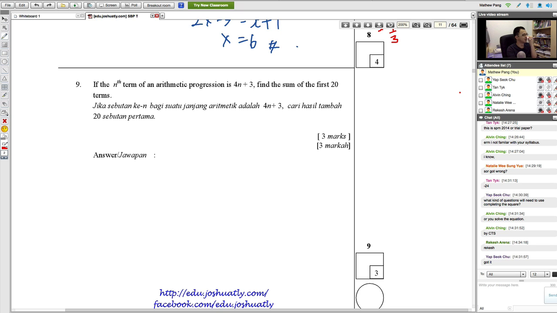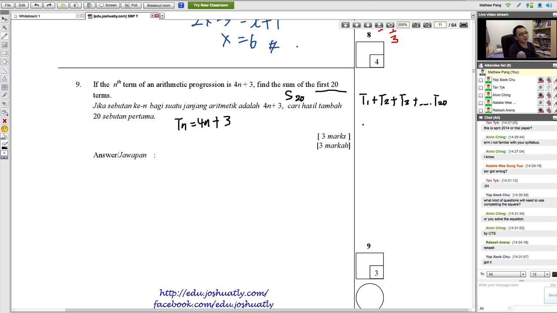Okay, this one is a bit different. The first thing is, it says the nth term of an arithmetic progression is 4n plus 3. That means Tn equals 4n plus 3. This is to find the nth term, meaning which term: term 1, term 2, term 3, term 4. The question asks you to find the sum of 20 terms. The question wants to find S20, meaning the sum from the first term to the 20th term. So that means they want to find T1 plus T2 plus T3 until T20. This is what the question is trying to find.